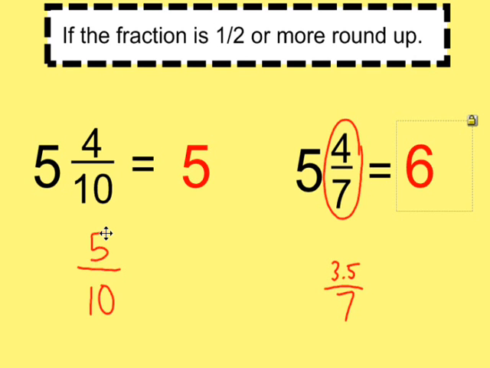Now, a little trick that you can use: if you take the numerator and you double it, for example, this would be 8, if it's equal to or greater than the denominator, then that means this is more than 1/2, and you're going to round up. So if you doubled this, this would be 8, and it is not equal to or greater than 10, so that would remain the same. If you double the numerator here, that would be 8. 8 is greater than 7. Therefore, you would round up to 6.